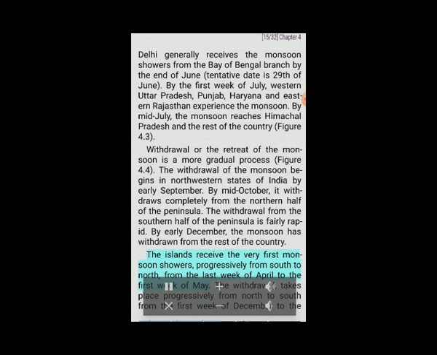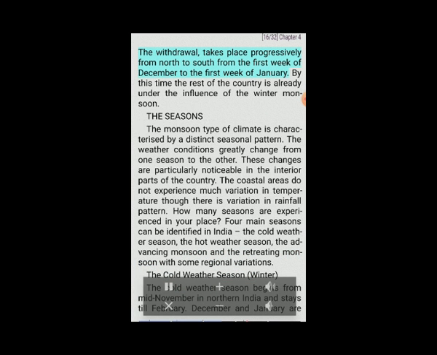The islands receive the very first monsoon showers progressively from south to north from the last week of April to the first week of May. The withdrawal takes place progressively from north to south from the first week of December to the first week of January. By this time, the rest of the country is already under the influence of the winter monsoon.